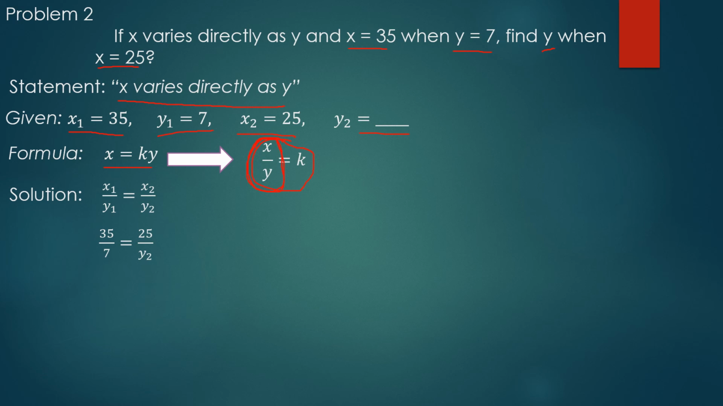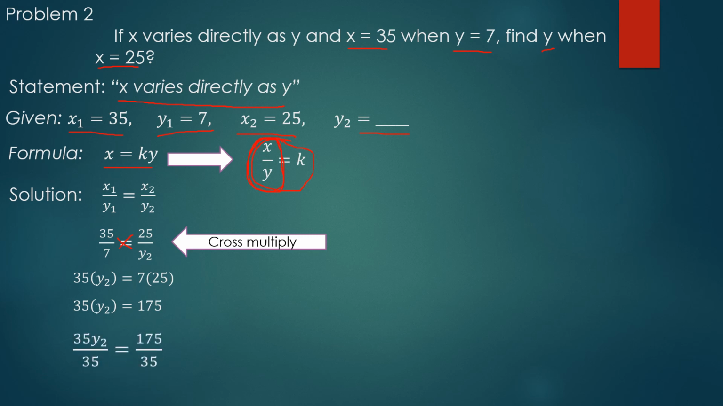Now, what do we do? We will cross multiply. So we have 35 times y sub 2 equals 7 times 25. That is 175. After that, divide both sides by 35, the numerical coefficient of y.